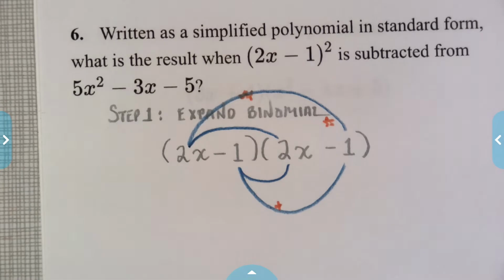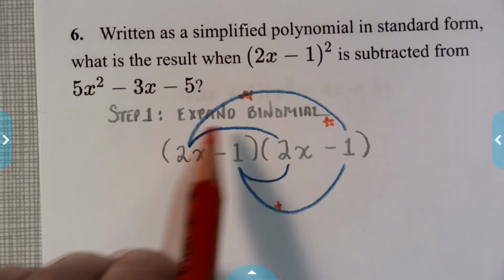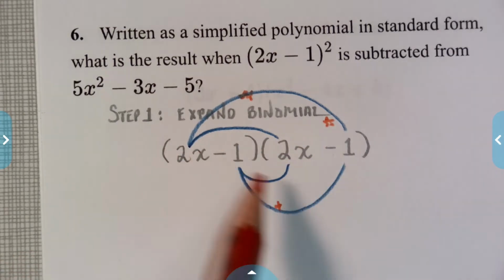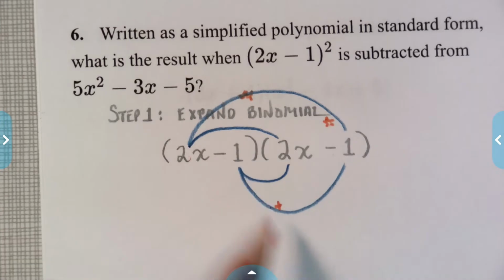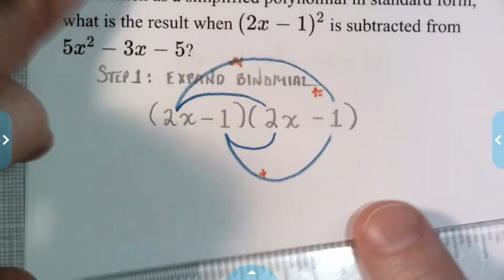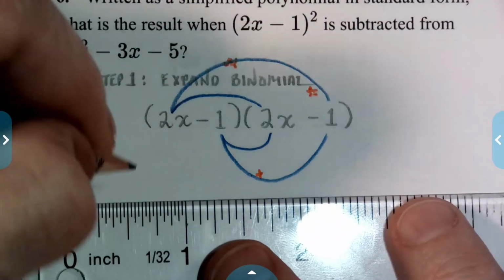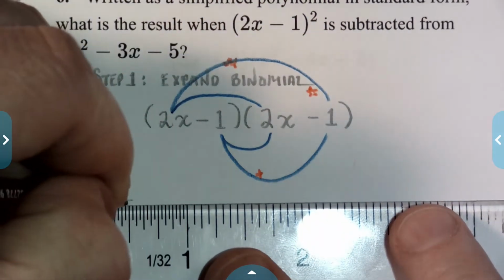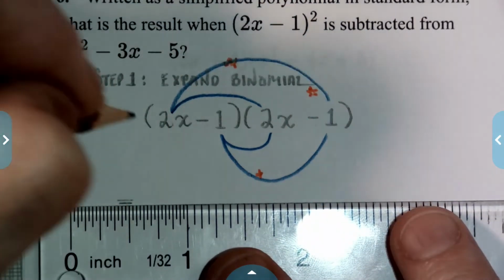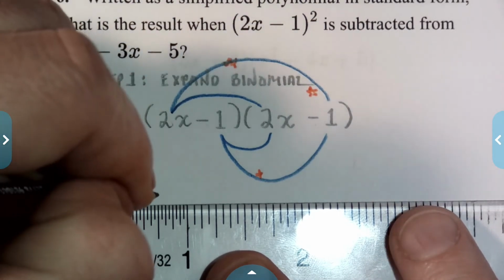And some students find that to be really memorable. They can remember, okay, first times first, 2x times 2x, outer times outer, 2x times negative 1, inner times inner, negative 1 times 2x, last times last, negative 1 times negative 1. And whatever cranks your chain, okay? Either way, you're going to do first, outer, inner, last. So the result is going to be the same whether you do it this way or the box or the other way I showed, FOIL.